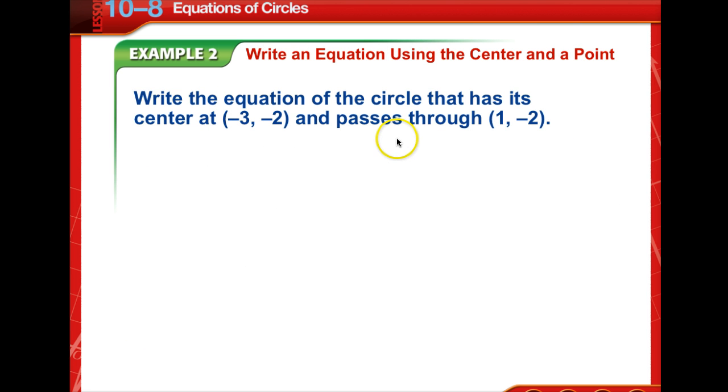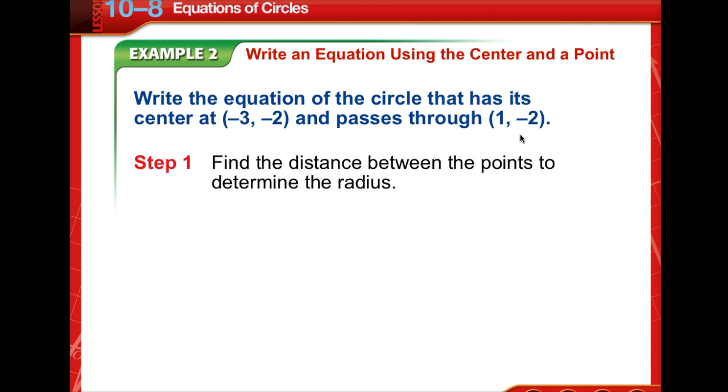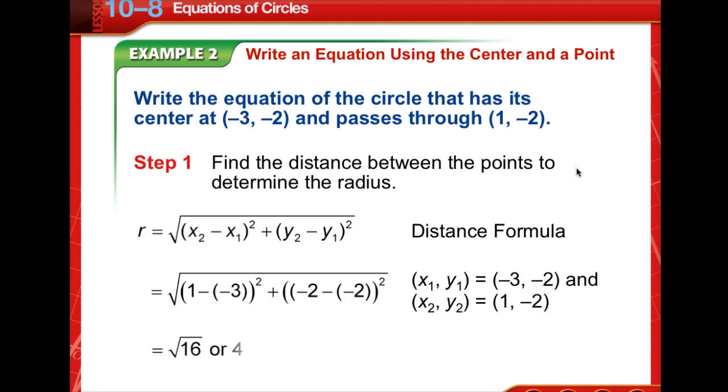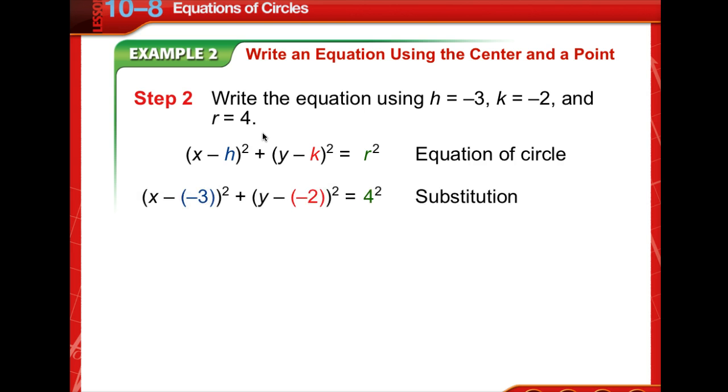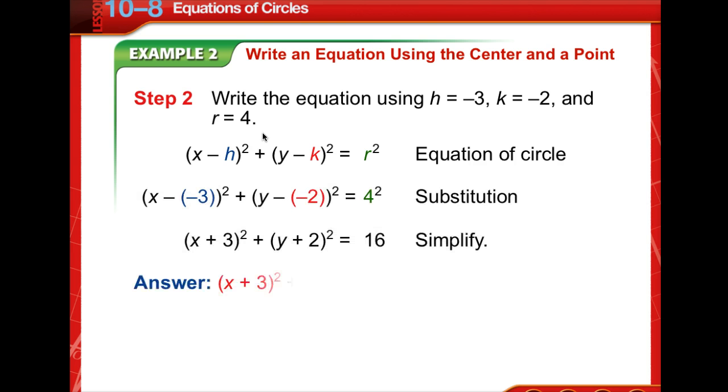Now we're going to write an equation using the center and a point. We're told that the center of this circle is (negative 3, negative 2), and it passes through the point (1, negative 2). So first of all, we need to find the distance between the points to determine the radius. So the radius is 4. We pick the point (negative 3, negative 2) for (h, k), and the radius we found out is 4. So substitute in and simplify.